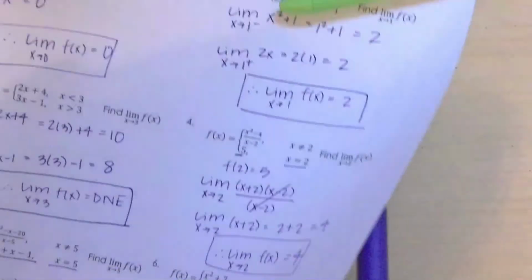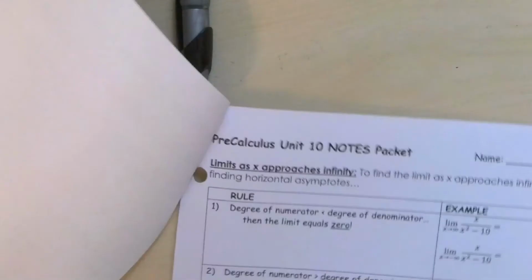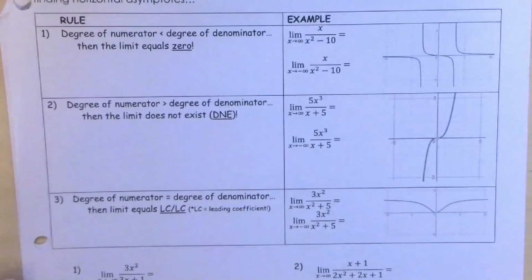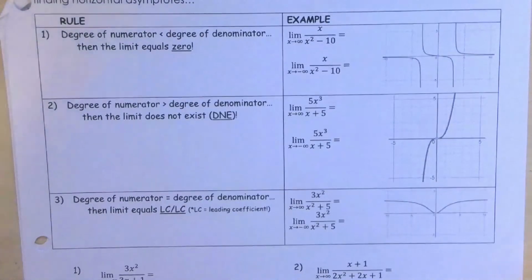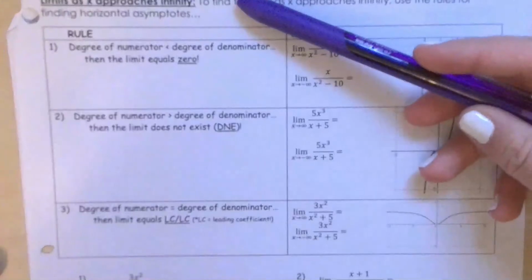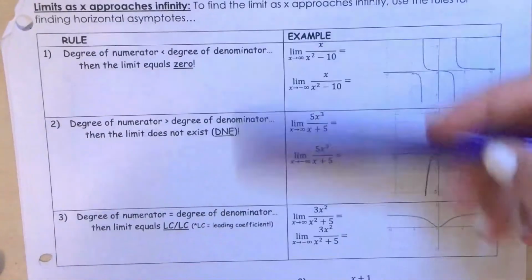So the next bit that we're going to talk about is limits at infinity. This section is a little new. It'll look new, but you guys actually know this information. You just don't know you know it. So when we have limits as x approaches infinity, we just have these 3 rules that we're going to follow.